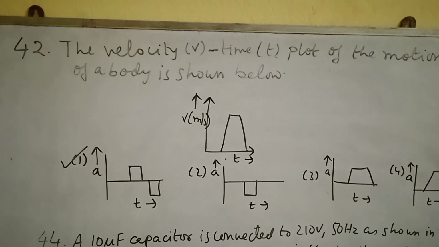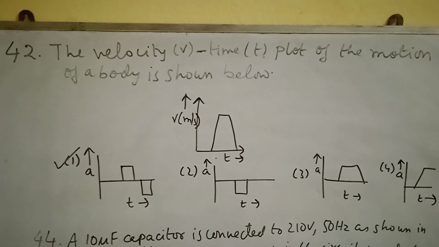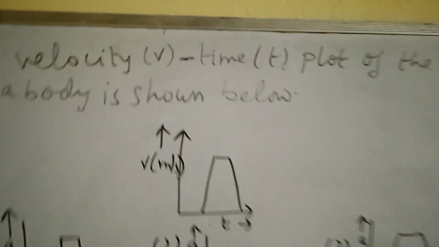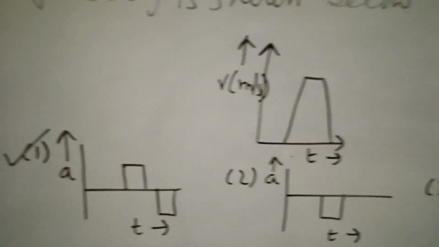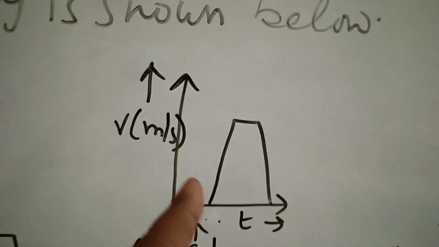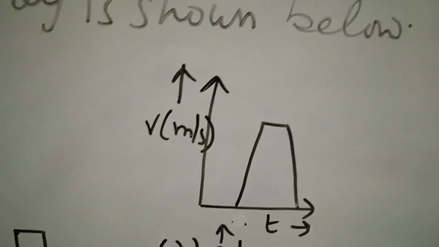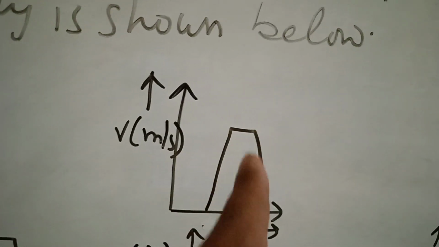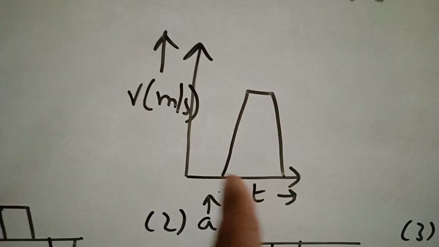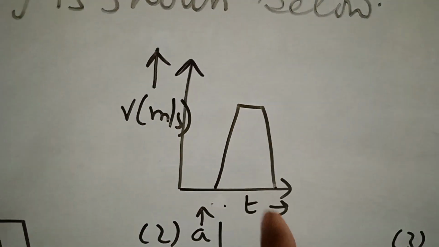Question number 42. The velocity-time plot of the motion of a body is shown here. This is the figure, and these are the options. In this part the velocity goes up, this part is constant, and this part is deceleration. So that means it will go in the negative direction. This is the positive direction, this is constant, and this is the negative direction.